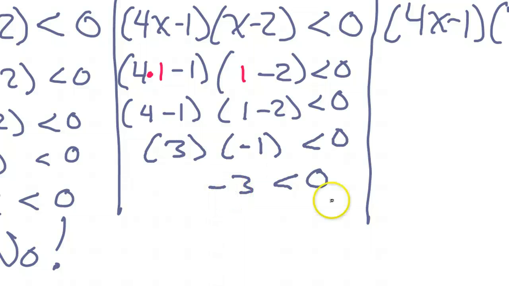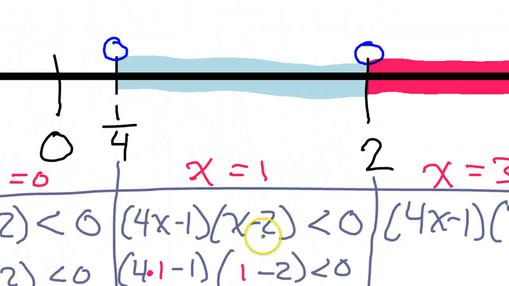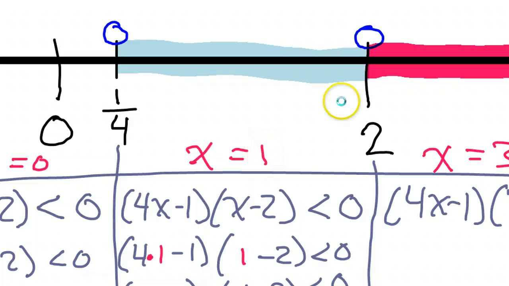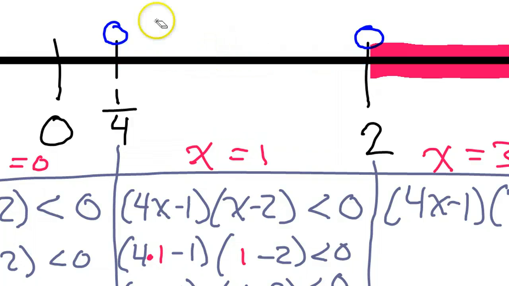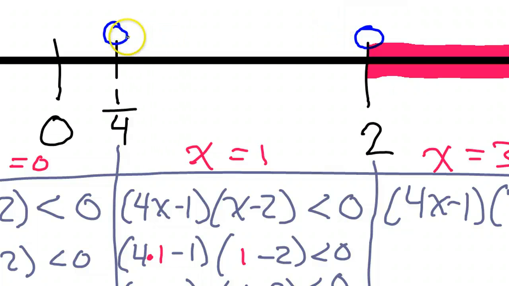And then I ask myself, is this a true statement? Is negative 3 less than 0? Well, yes, it is. Negative 3 is less than 0. All negative numbers are less than 0. That means that x equals 1 is a solution. That means that all values in the blue zone are solutions. We will show that all of these values are solutions by drawing a segment between these 2 points. This segment represents all the solutions in the zone formerly known as blue.